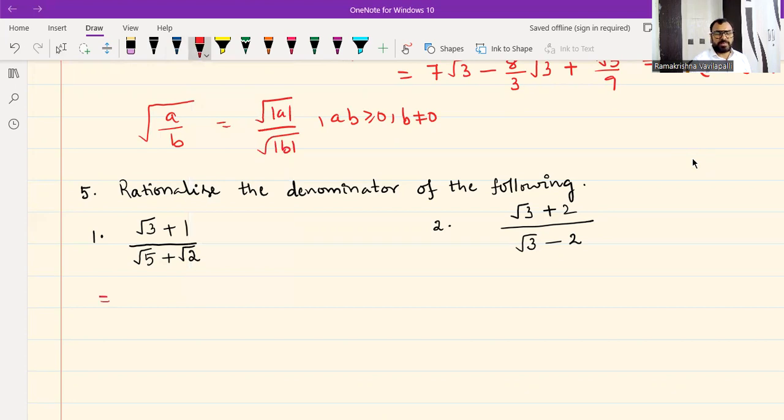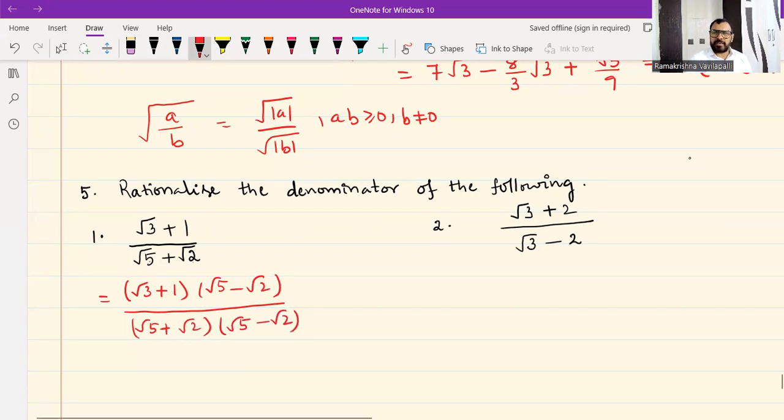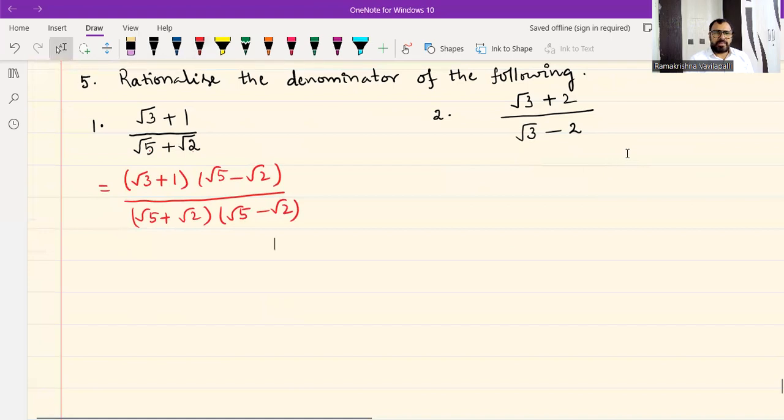What we have to do is multiply with the conjugate of the denominator, or simply the difference of these two quantities. So, root 5 minus root 2 whole by root 5 plus root 2 into root 5 minus root 2. Very simple. Just multiply the numerator and denominator with the difference of the given quantity in the denominator.